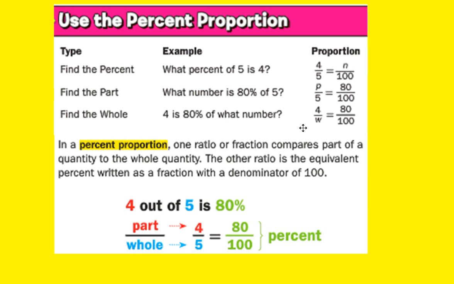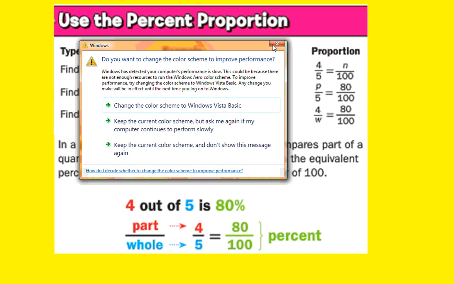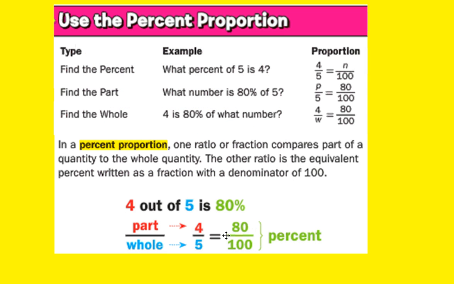80% of what number? In a percent proportion, one ratio or fraction compares part of a quantity to the whole quantity. The other ratio is an equivalent percent written as a fraction with the denominator of 100. So here's the first thing they're talking about. This is the fraction that compares part over a whole. That's on the left. And on the right side, they talk about the percent fraction, which is basically a number over 100.